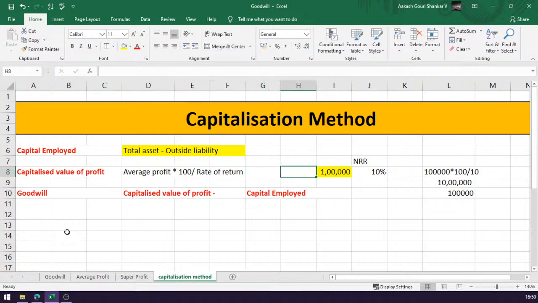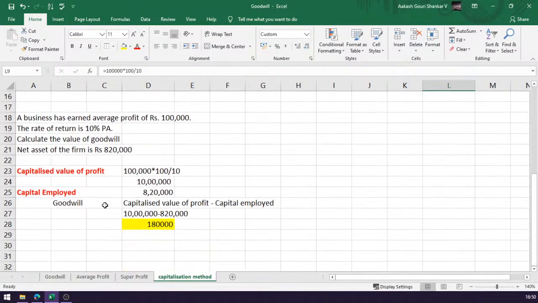As I said, if we have earned a profit of rupees 1 lakh and the normal rate of return is 10 percent, then if 10 lakh is invested and the normal expected return is 10%, we will be earning a profit of rupees 1 lakh. But what we have actually invested is only rupees 8 lakh 20,000.